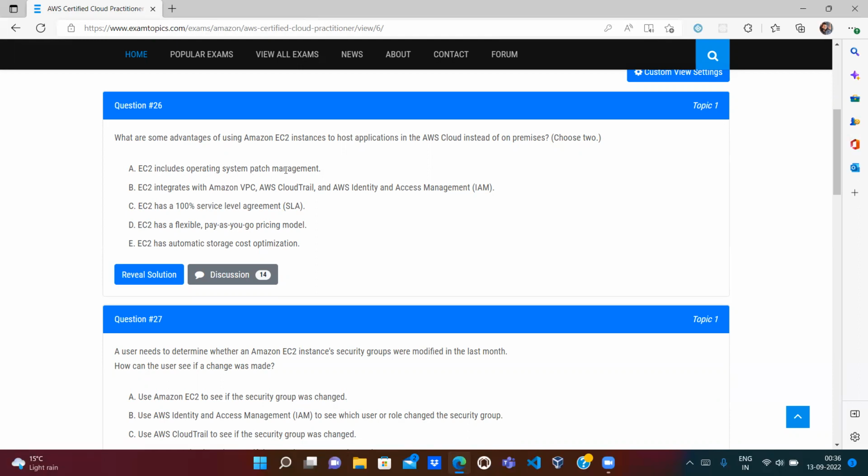EC2 includes operating system patch management, so wrong. EC2 integrates with Amazon VPC, CloudTrail, IAM. EC2 has a 100% SLA, no. EC2 has a flexible pay-as-you-go pricing model, so definitely correct. On-premises, if you purchase a virtual machine, we have to pay, it doesn't matter whether we use it or not. EC2 has automatic storage cost optimization, so that is also correct.